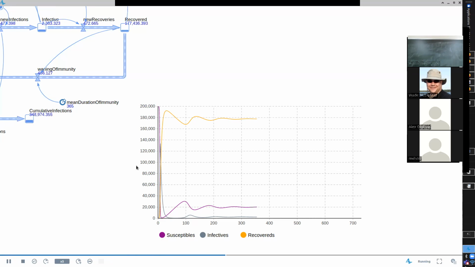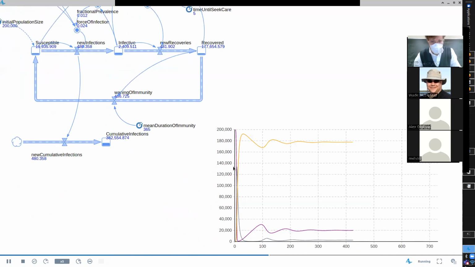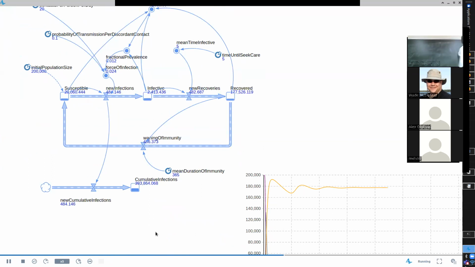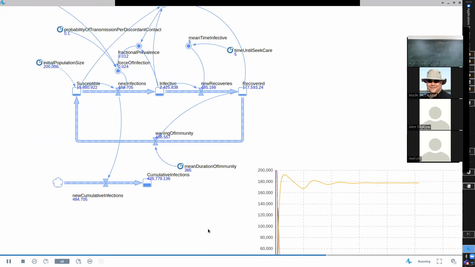It approaches an equilibrium. I asked you to view equilibria two different ways. What is the case at this equilibrium towards which it's approaching? What's the rate of change of infectives at this equilibrium? Anyone? Zero, which means that what in terms of flows?